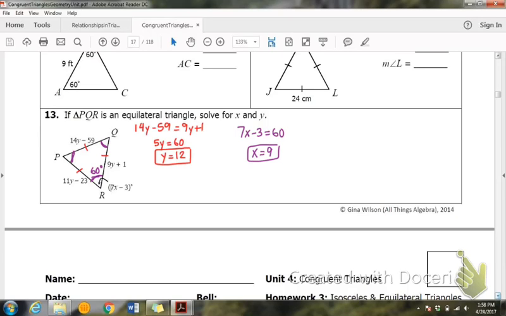Okay, so if we know that each angle is 60, then we're going to set 7x minus 3 equal to 60. We get x to be 9. We okay with that? All right. So then homework number 11 goes with this, but we won't do that until tomorrow.